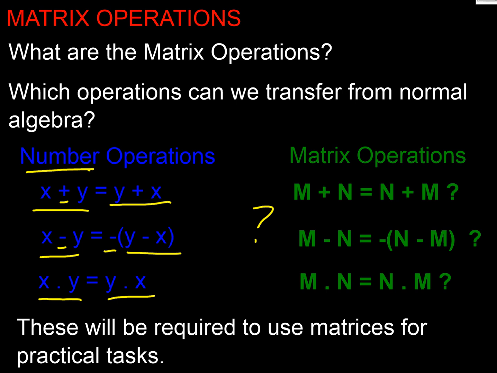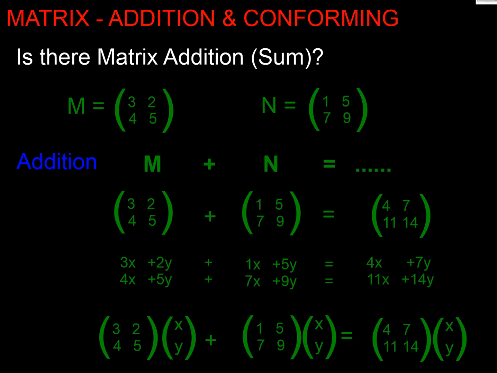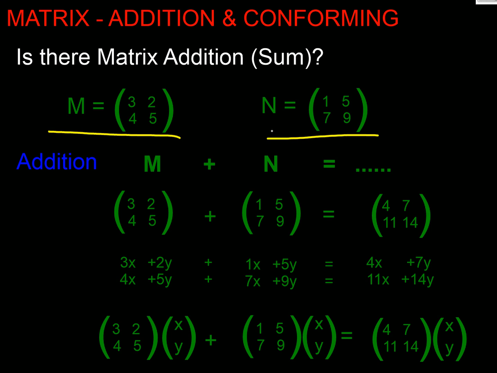So let's have a look. Okay, so I've got two matrices here. I'm going to use some 2 by 2s, and can we add matrices? Is there such a function as summing? So m plus n, what's going on with that? So I'd start as ever with some expressions here. So 3x plus 2y, and I'm going to add that. So that'll be the upper line of my matrix.